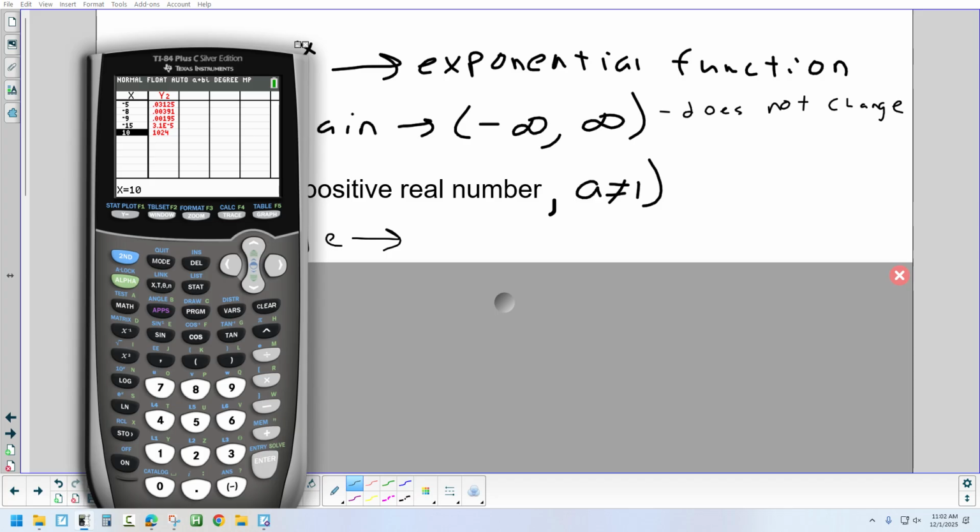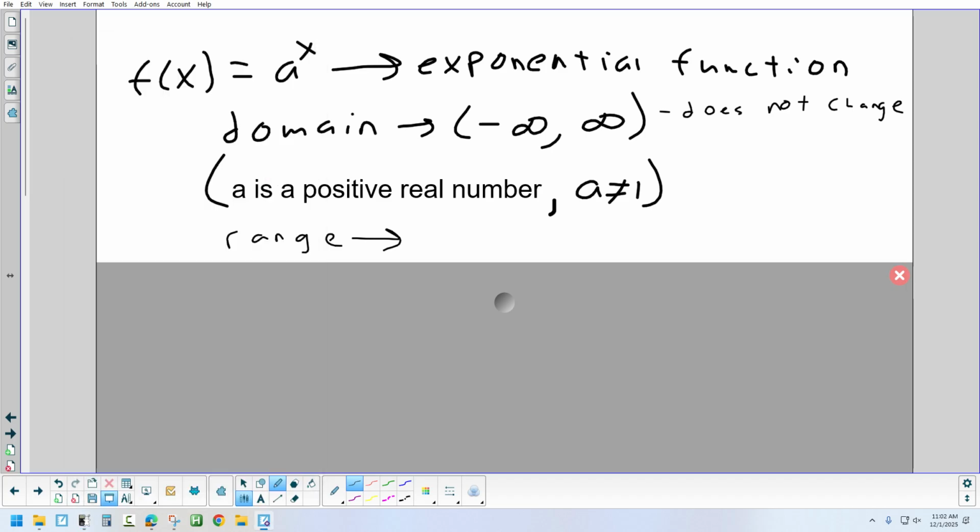What do you call a graph that gets closer to a value, but it never reaches the value? Asymptote. Yep. And that's exactly what you have in that red graph. There is an asymptote on the x-axis. So the range is from 0, and I put a parenthesis because it is an asymptote. You never reach it, to infinity.